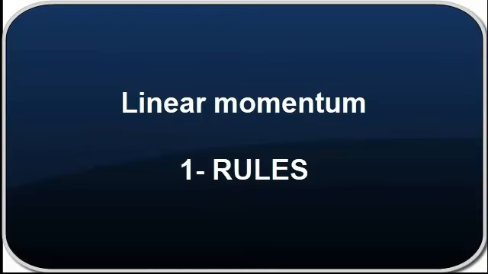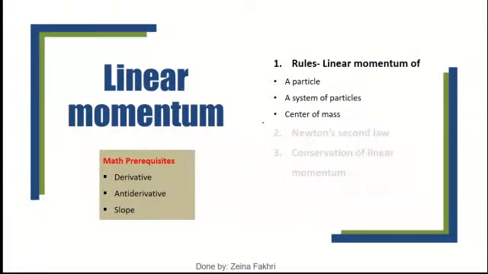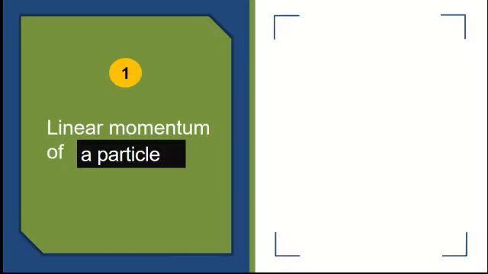So in this part, we'll talk about the linear momentum of a particle, of a system of particles, and of the center of mass. So we'll talk about then the rules. First, the linear momentum is given by the product of the mass by the velocity. And you know that the velocity is a vector quantity. This is why the linear momentum is also a vector quantity.